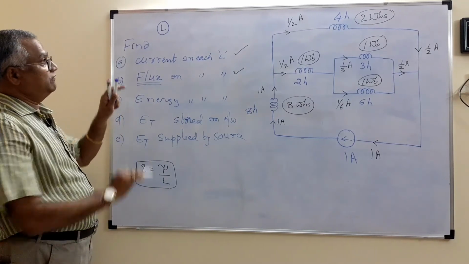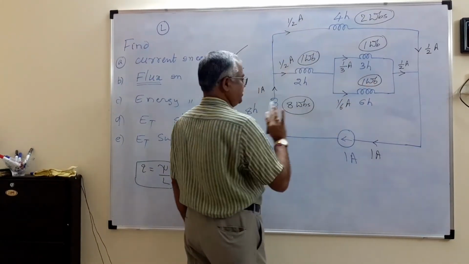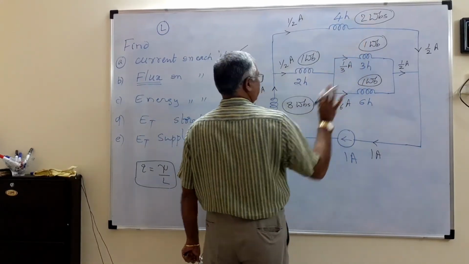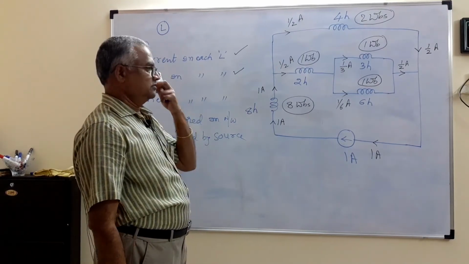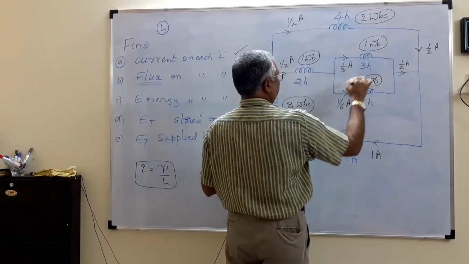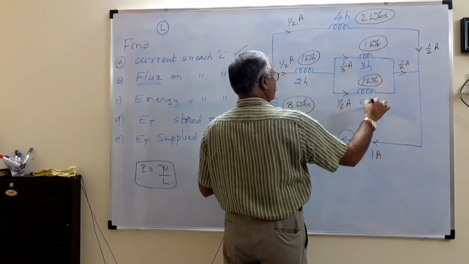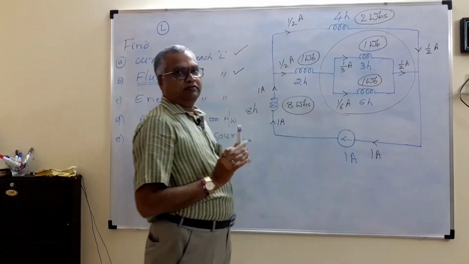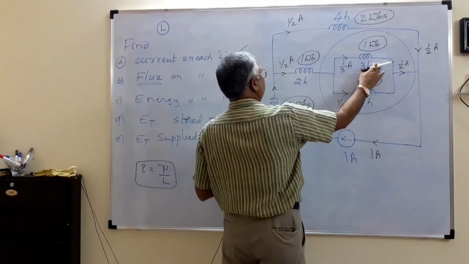What is the total flux in the entire network? Total flux in the whole network is not 8 plus 1 plus 1 plus 1 plus 2. It is not like that. Then how to find the total flux? Properties are important. Inductors in parallel means current divides but flux is the same. What is flux here? 1 Weber. What is flux here? 1 Weber. What is flux in this total? Is 1 Weber only, because in parallel current divides and flux remains the same. So this is 1 Weber.